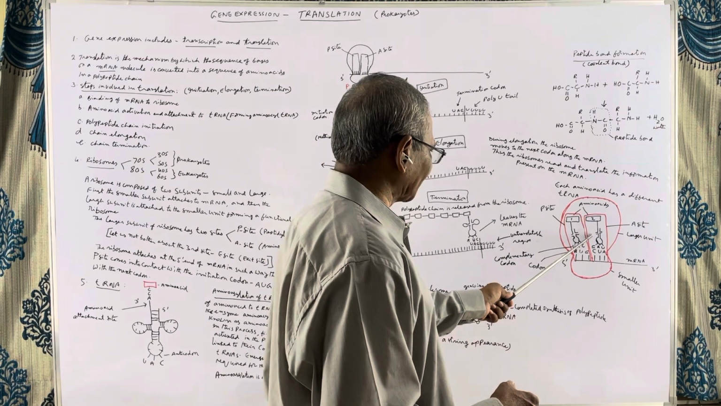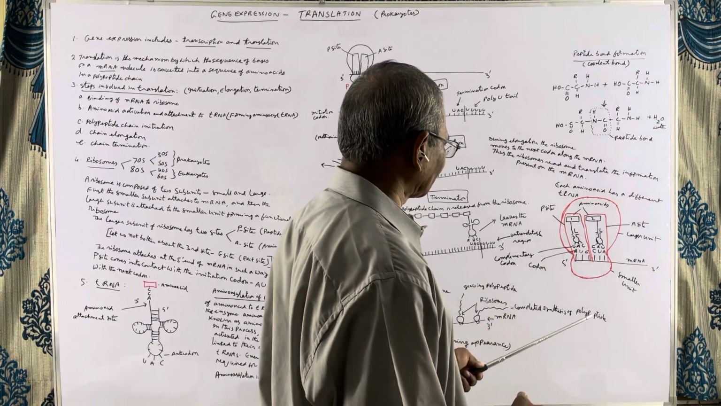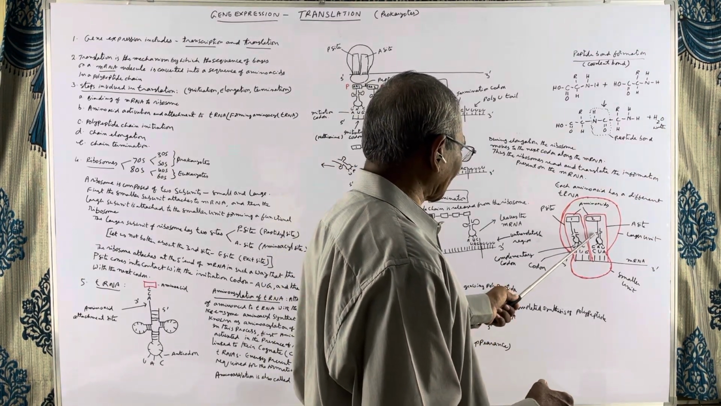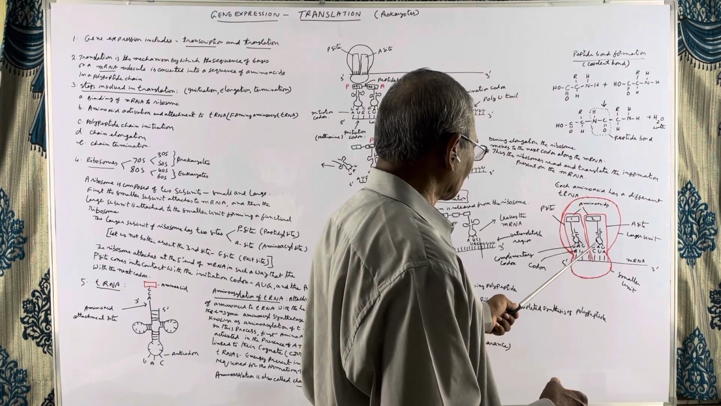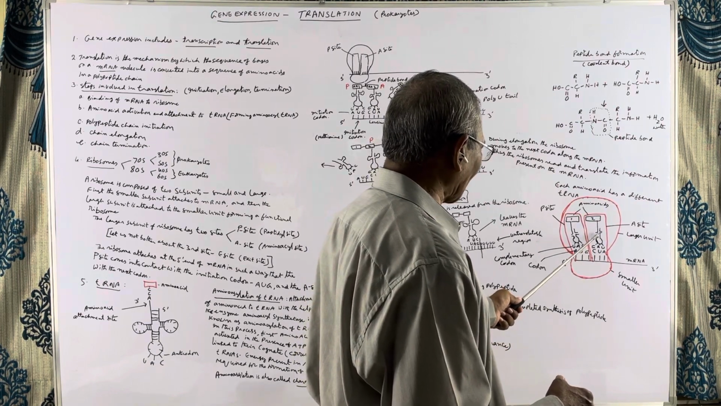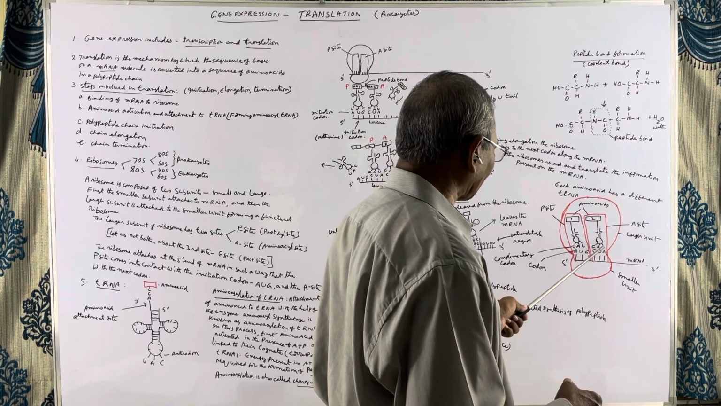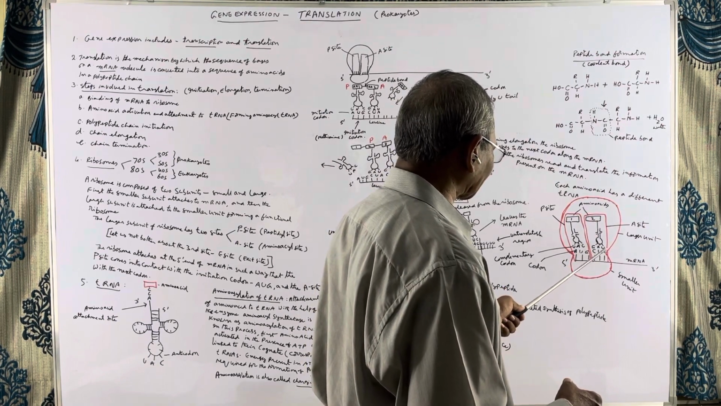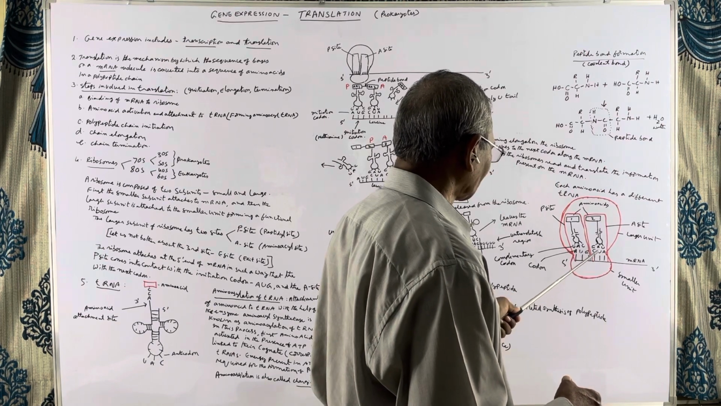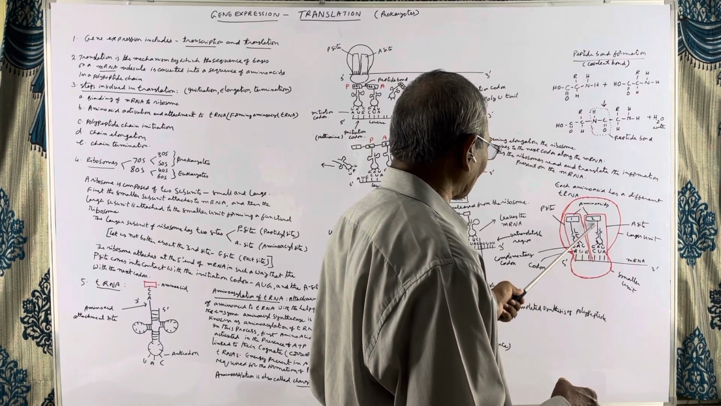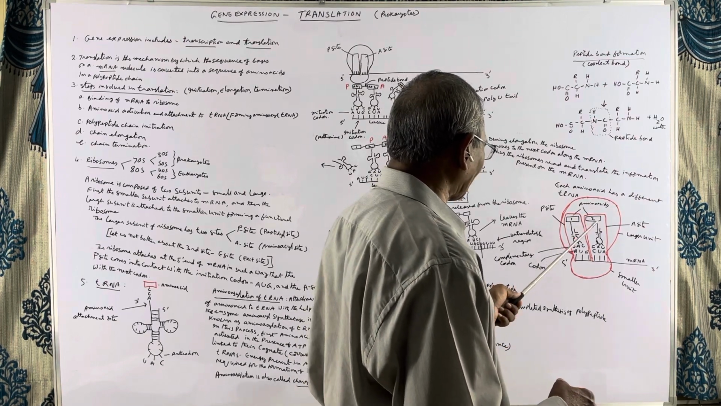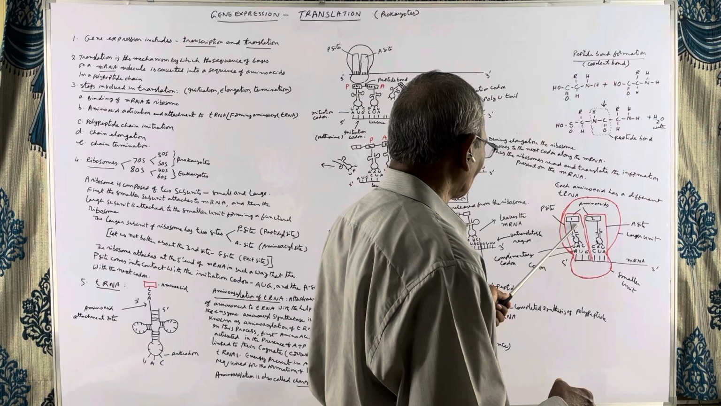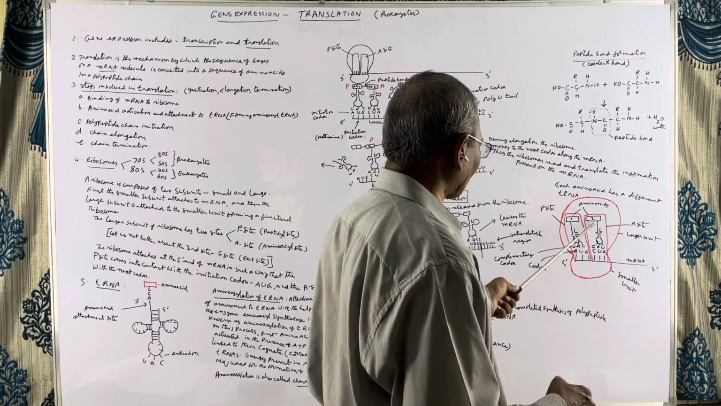Then the second site, the A site, is also vacant. Another tRNA comes and attaches here. Here the codon is CUA. So the tRNA having the GAU anticodon comes and attaches here because these two are complementary to each other. This tRNA also brings one amino acid. So in this way, now both the sites are occupied. This is having one amino acid, this is having another amino acid.